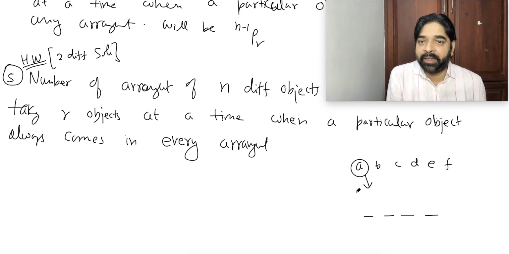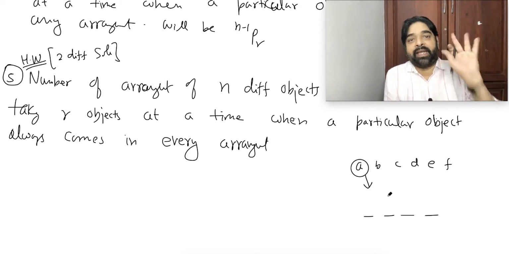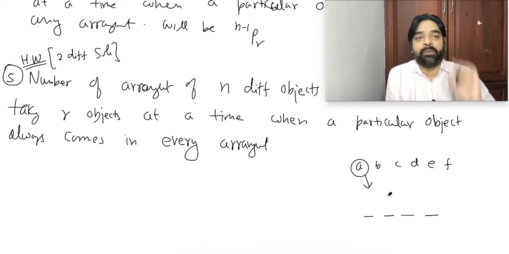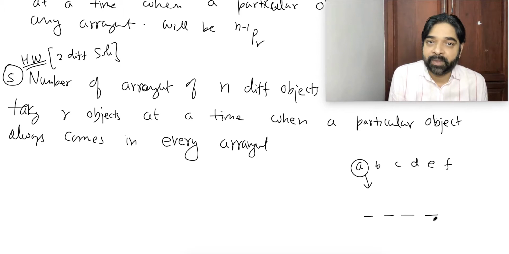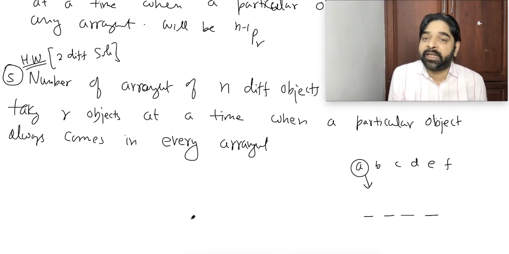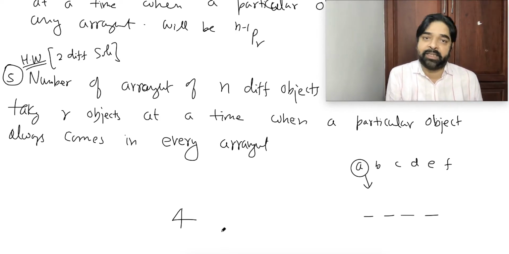A has to come every time, so I will say, go and take your chair. First I will send A, so that A surely will be there. A will come and see that there are 4 chairs. So A can be seated in how many ways? 4 ways. Yes or no? I don't know where A is sitting, but A is seated now. A has gone into the arrangement.